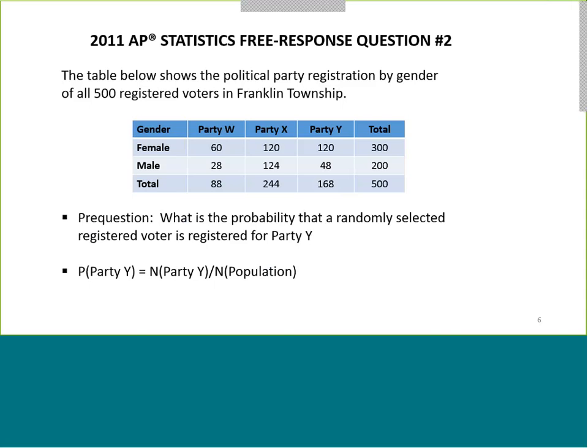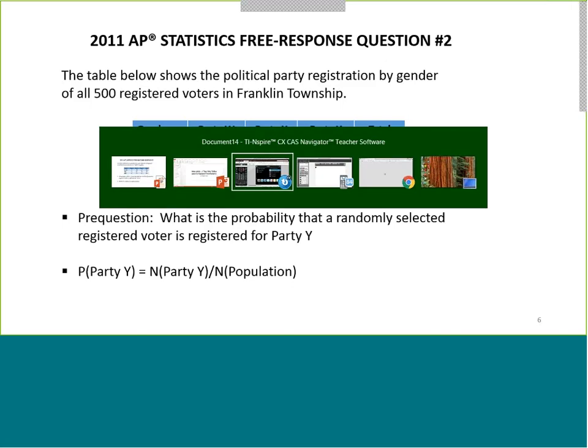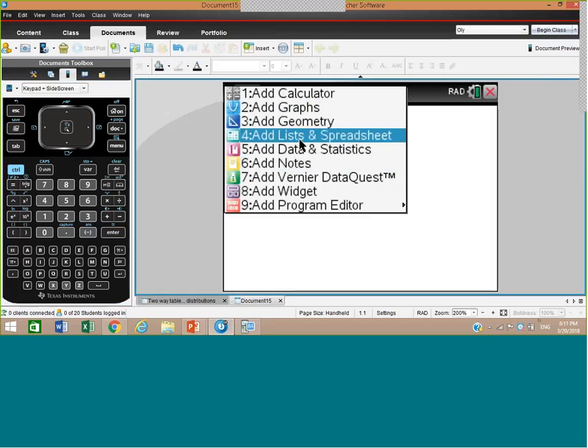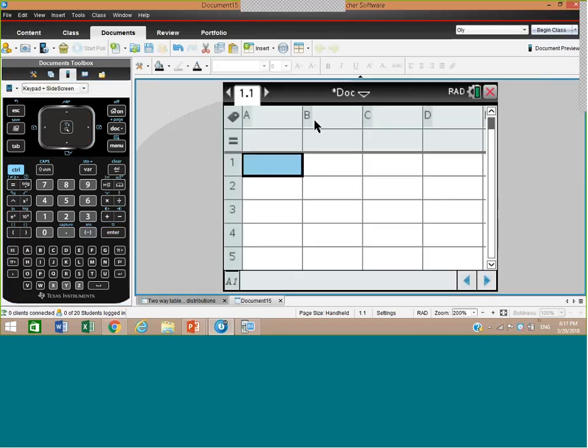But now we're going to take a look at how we build these kind of calculations into the Nspire as a spreadsheet. So Ray's going to open up a list and spreadsheets page in a new document and fill in the raw data from the table that was given to us in the problem.